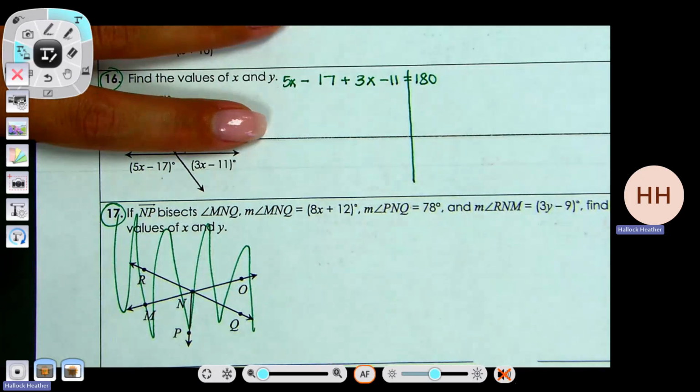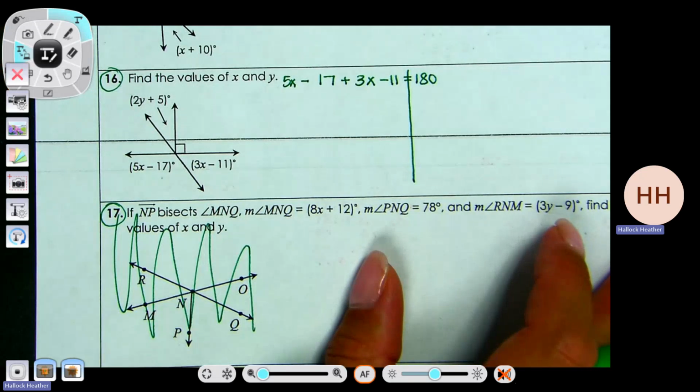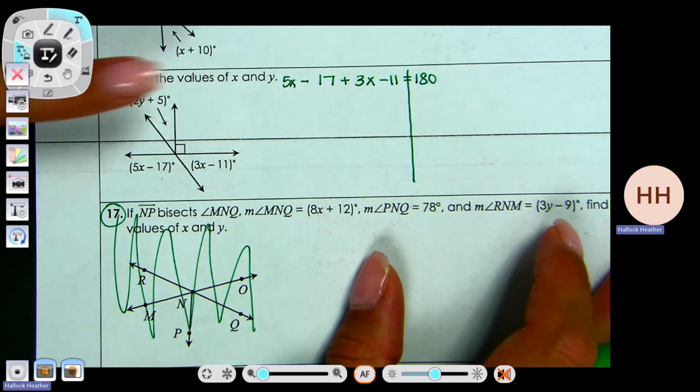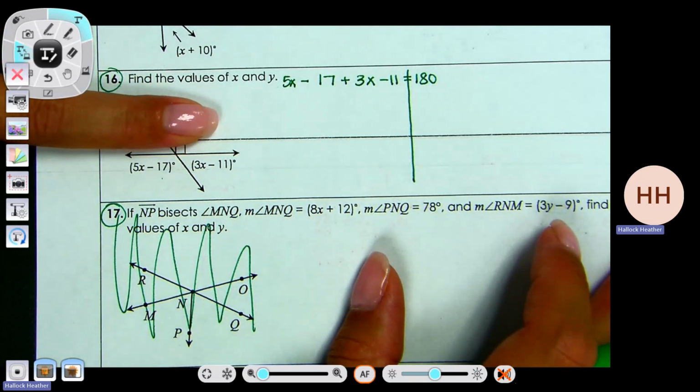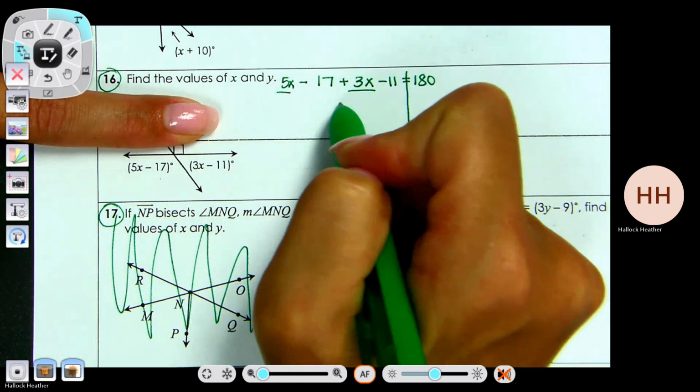So I'm going to combine like terms. I'm saying, don't look at that side of the picture because that side of the picture has the y. That's why I'm covering it. So 5x and 3x make 8x.